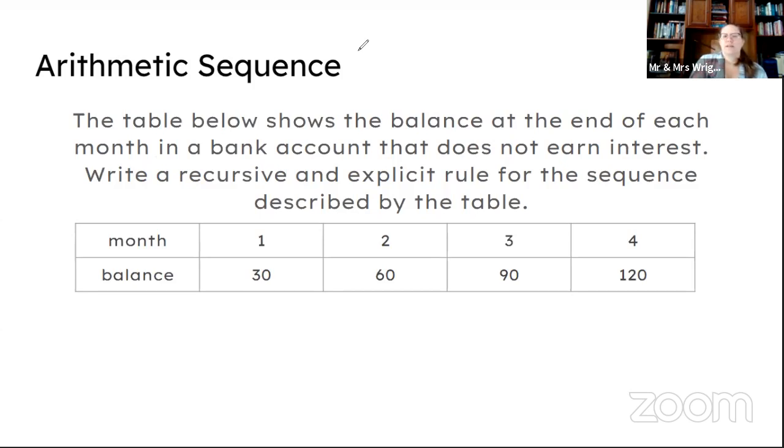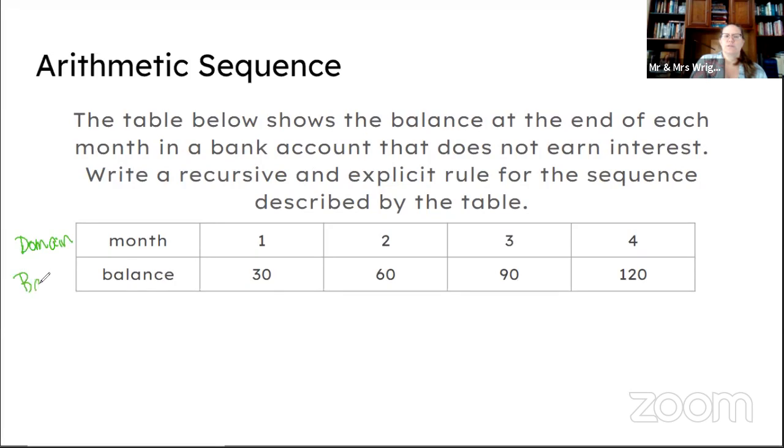So month and balance here, we have to determine what's our input, what's our output, what's independent and what's dependent. Okay, well, the month can't depend on the balance, so the balance must depend on the month. So the month is going to be the domain, and the balance is going to be the range. So the domain is independent and the range is dependent. That means the month we're going to call n and the balance we'll call f of n.